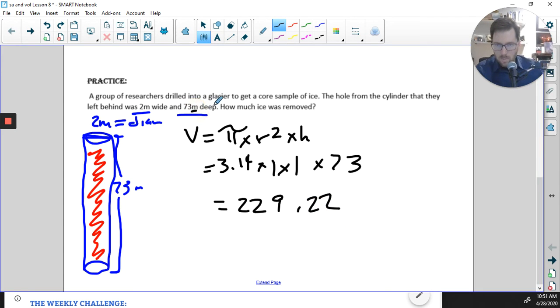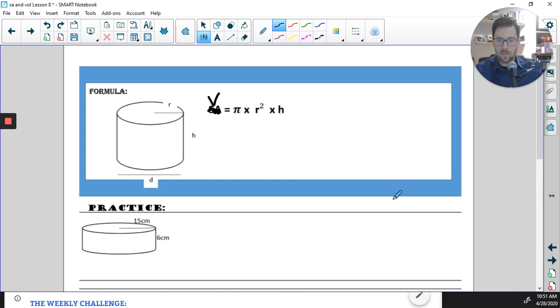We are in meters. Meters, and because we're calculating out the volume, it's going to be meters cubed. That is a massive chunk of ice. So does that make sense? Hopefully. If it doesn't, send me a message. Let's look at a couple more examples to see if that helps.